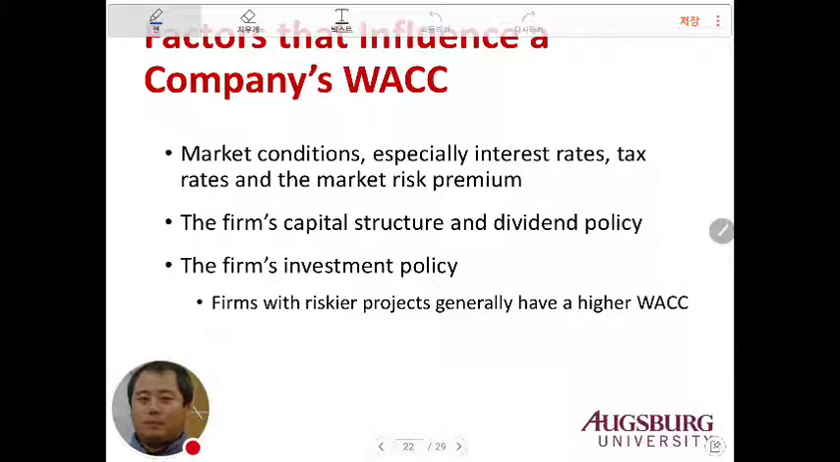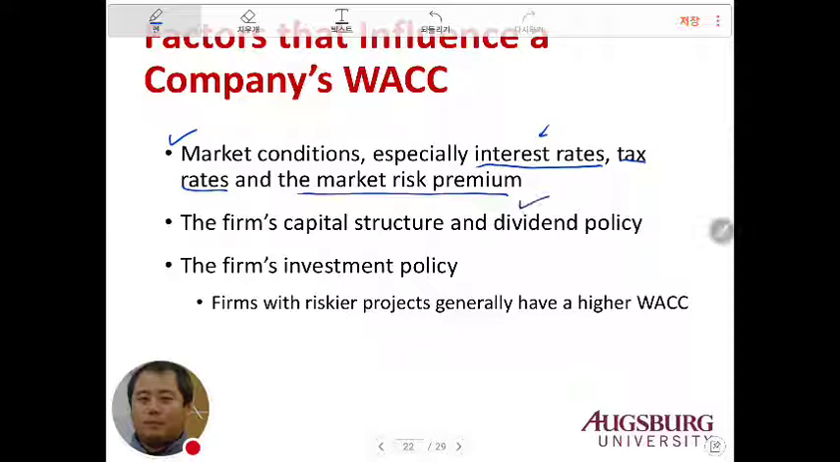So what factors may influence a company's WACC? There's a number of factors, obviously, but especially the market condition, very important, especially interest rate, tax rate, and the market risk premium. Interest rate is obviously directly related to the cost of debt. Tax rate, obviously cost of debt, because we can calculate the after-tax cost of debt. And the market risk premium is used when we calculate the cost of equity in the capital model.